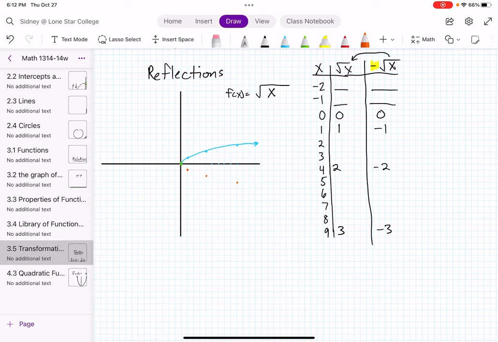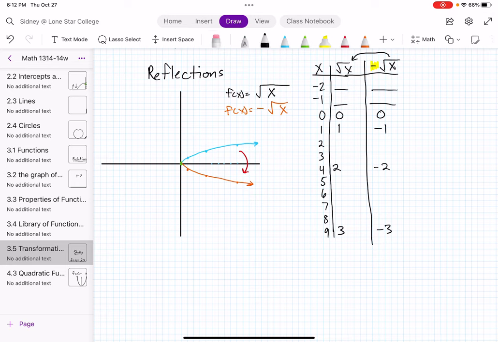And what we see is that this is a perfect reflection over the x-axis. So when we put a negative sign outside, so we have f of x equals negative square root of x, it makes a perfect mirror image over that x-axis. Now, this gave us this reflection over the x-axis. We can also create a reflection over the y-axis.